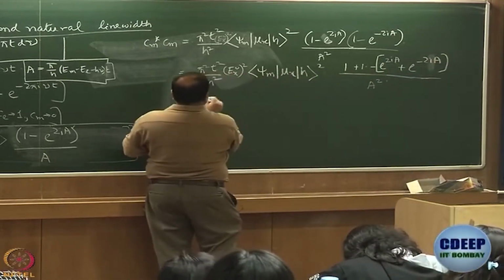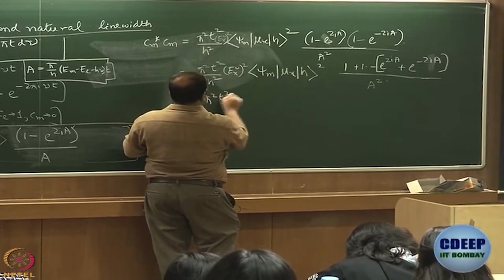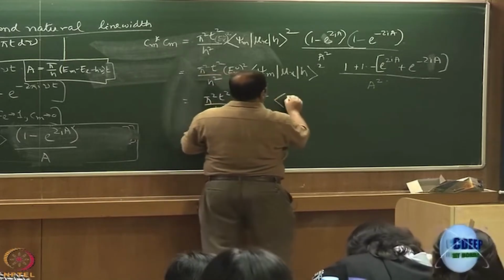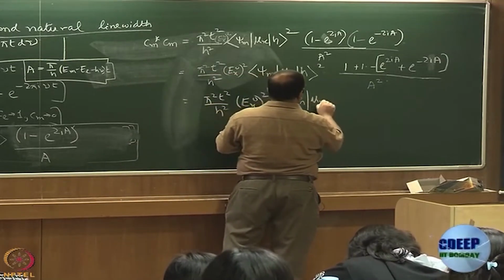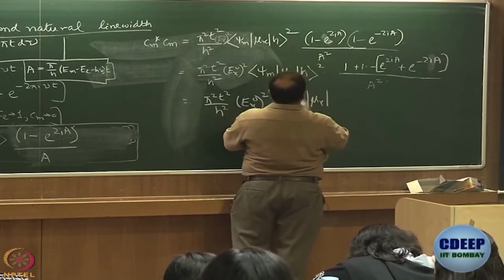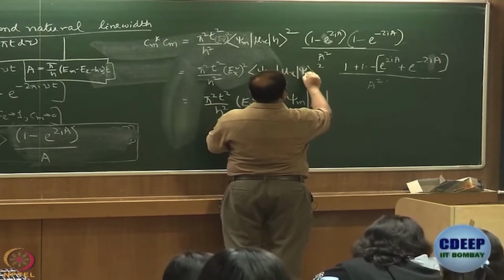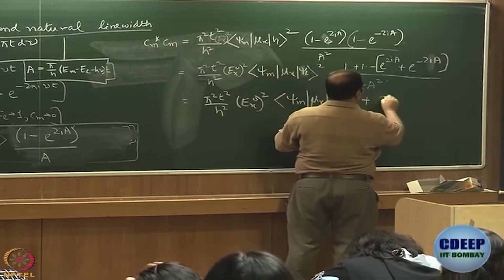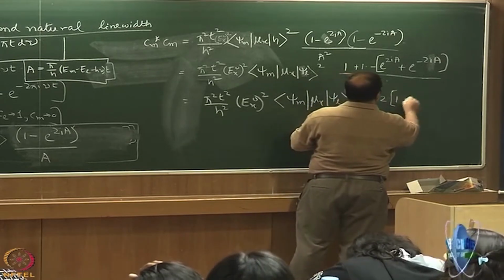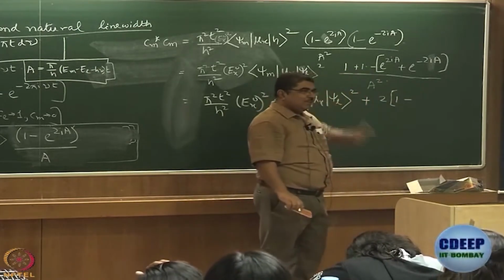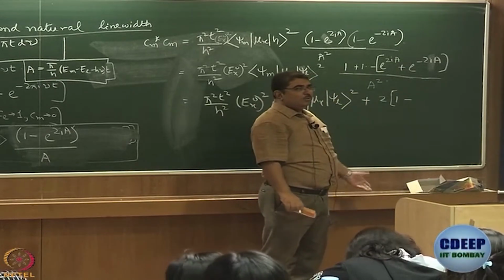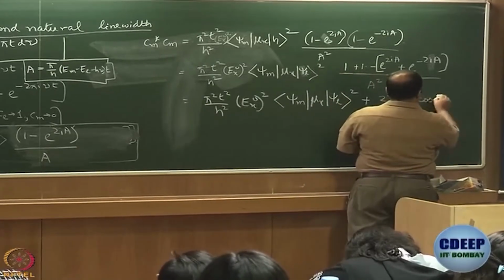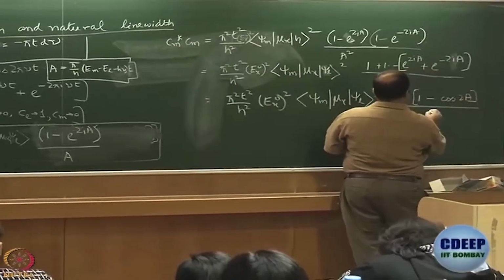Okay, write it a little bit simpler, pi square t square by h square x0 square of transition moment integral. Why have I written h? Plus 2 into 1 minus, what is this? e to the power 2ia plus e to the power minus 2ia, 2 cos 2a, right? So I'll take that 2 outside and write 1 minus cos 2a divided by a square.